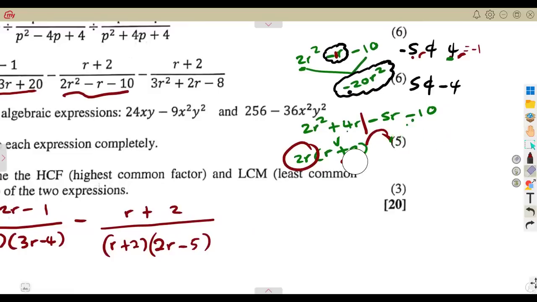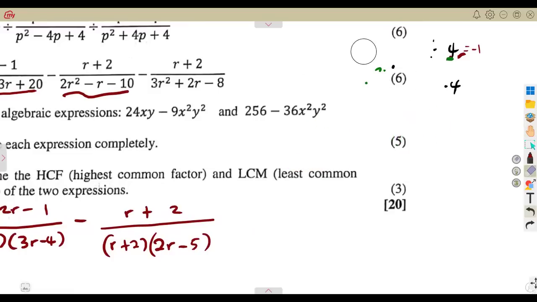All right. You do the same thing, guys. In this simplification, we are going to do the same thing here. Minus, we have got r plus 2.